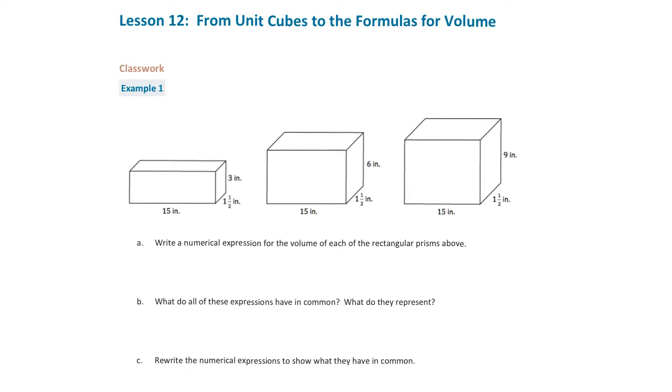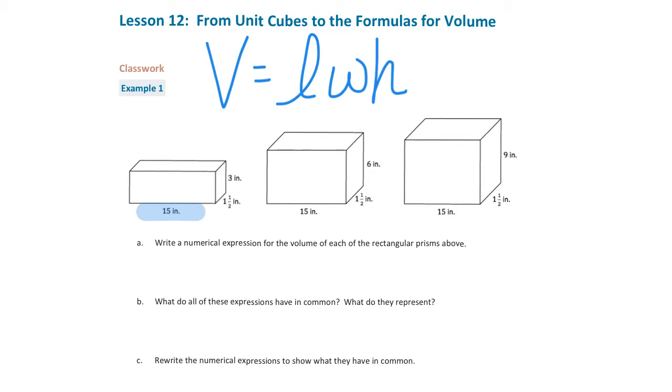So the formula for volume equals the length times the width times the height. So we're multiplying those three numbers together. So when you look at the pictures that we have here, we have the length, we have the width, and we have the height.